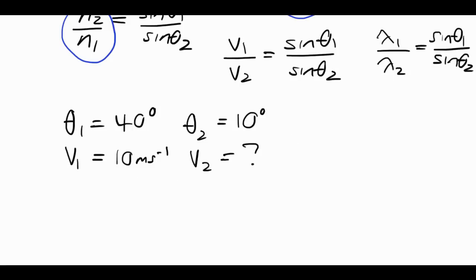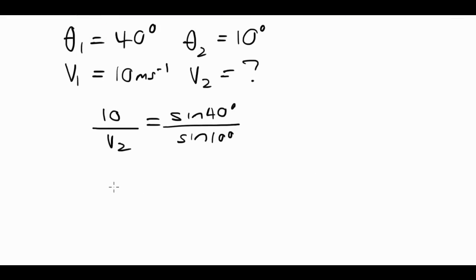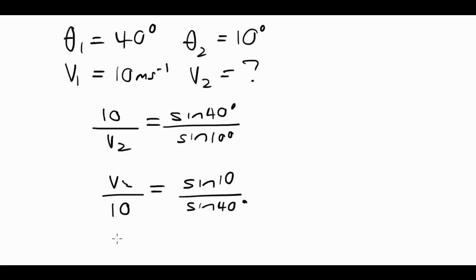Okay, so what you do here is you'd apply this formula, put numbers into the equation, and we're going to have V1 is 10 divided by V2, we don't know, equals sine of theta 1, which is sine of 40 degrees, divided by the sine of 10 degrees. So therefore, doing a little bit of rearranging, V2 divided by 10 equals sine 10 divided by sine of 40 degrees, which means that V2 is 10 times sine of 10 degrees divided by the sine of 40 degrees.